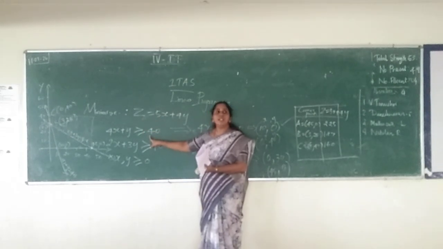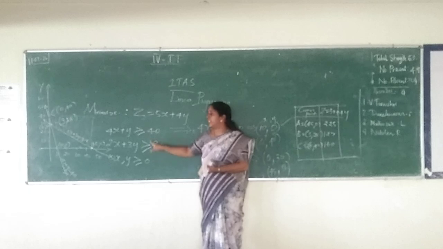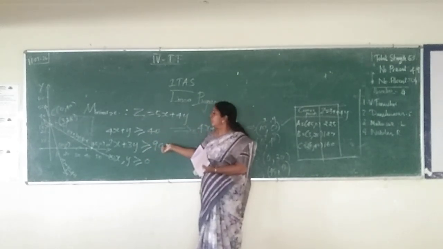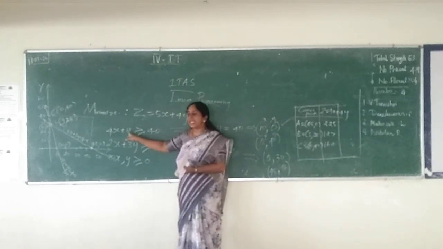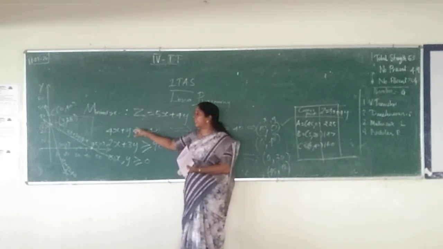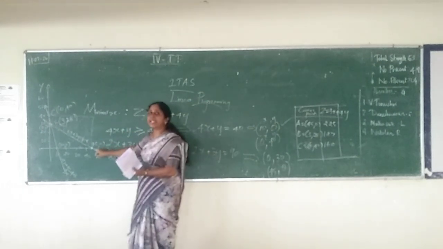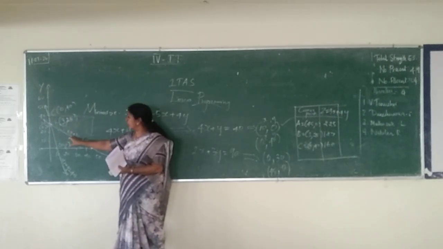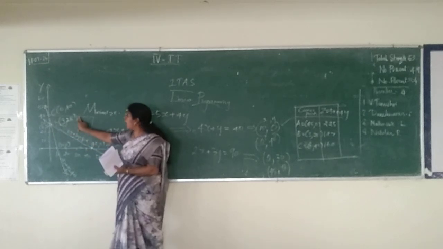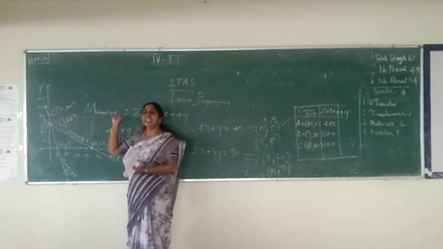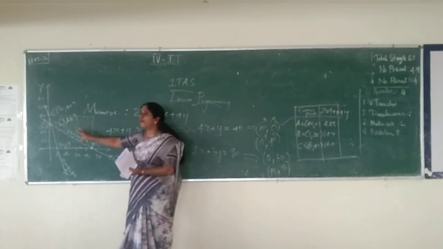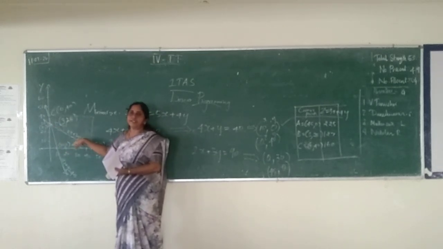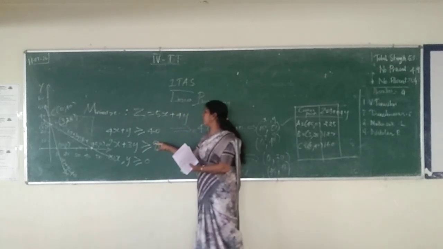And the constraints can also be given. These are the constraints given for this problem. The constraint will be greater than or equal to some value. Greater than or equal to means we are taking the area above the given equation. Suppose if it is less than or equal to, we will take the portions that are below the line. Here it is greater than or equal to.